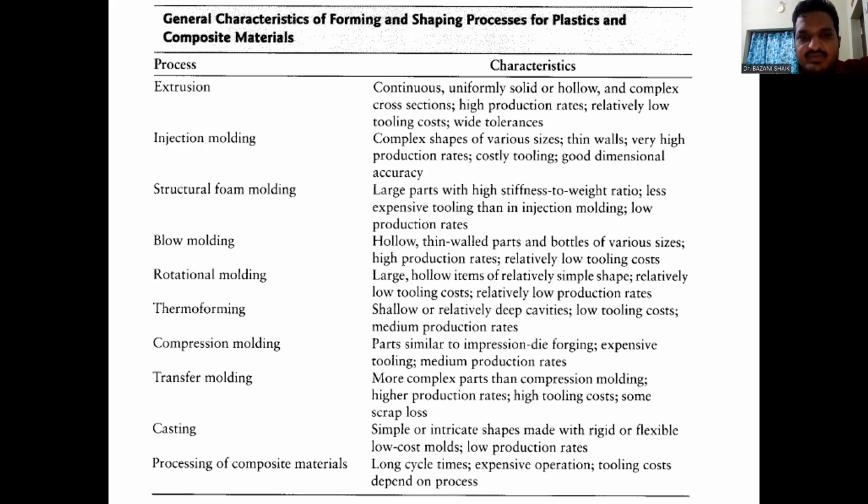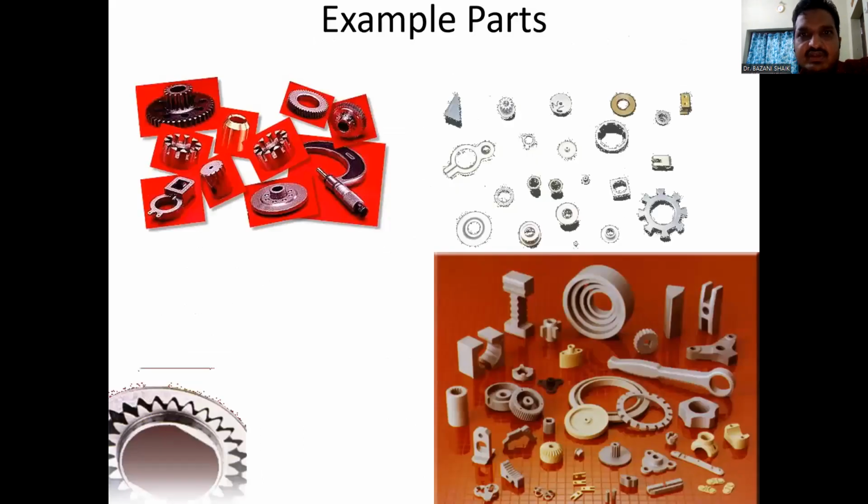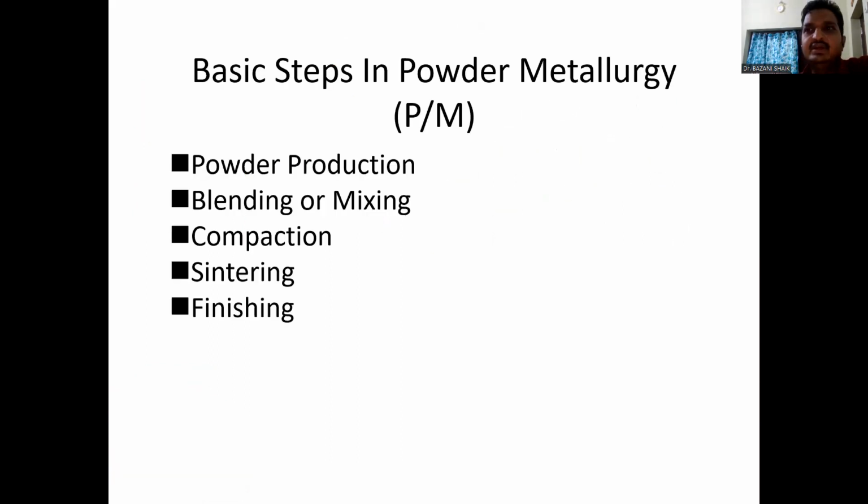These are the different concepts and how they will be useful and applicable for different industries. These are the example parts, how they will be manufactured with respect to plastics with the help of powder metallurgy. And we are discussing the powder metallurgy of the new concept.